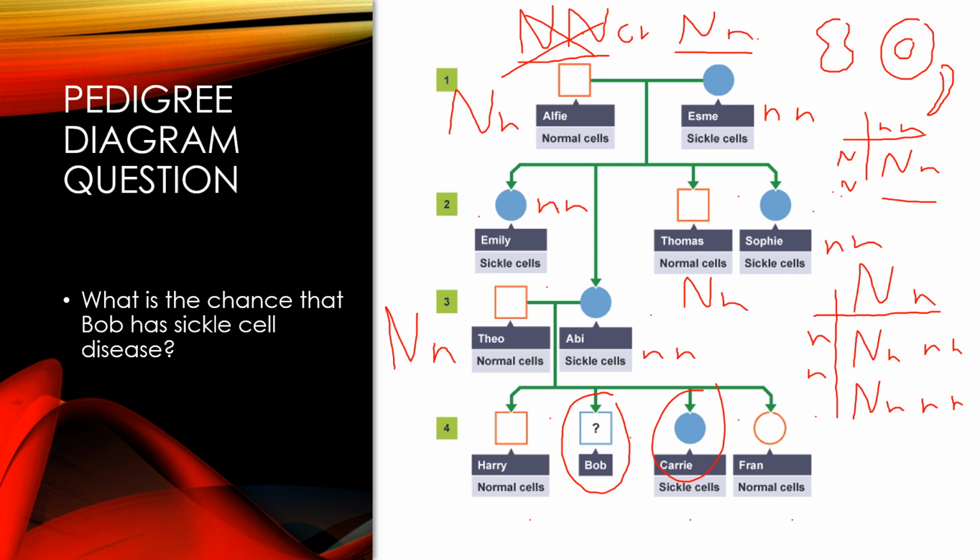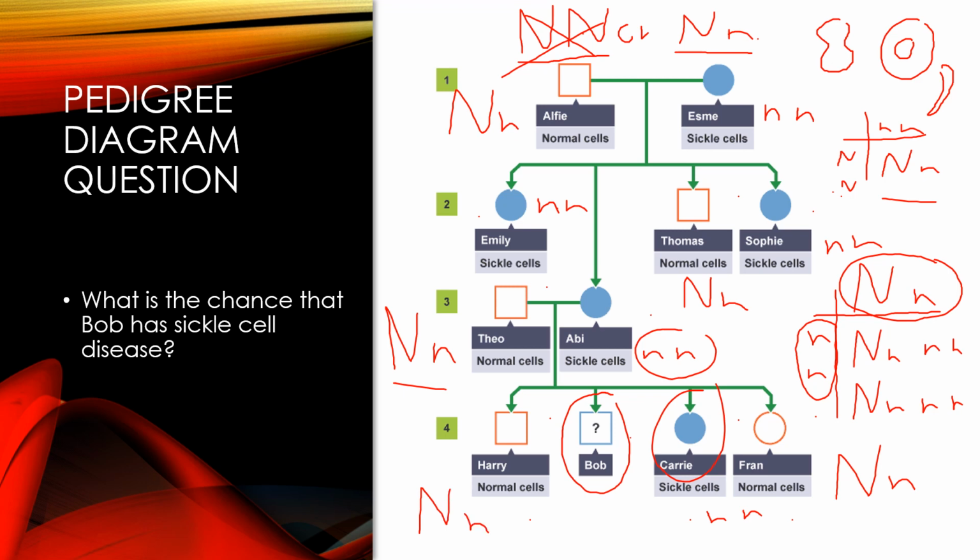So again, let's think here. Well, we've almost done it here already. If we think here, Theo and Abby, well, there's Theo. That would be Theo's genotype. There's Abby. Well, that's Abby's genotype. So again, down here we've got Fran over here. Well, Fran is going to be a capital N and a small n because they've got normal cells. Carrie must be two small n's. Harry is normal cells again, so therefore he must be capital N, small n.